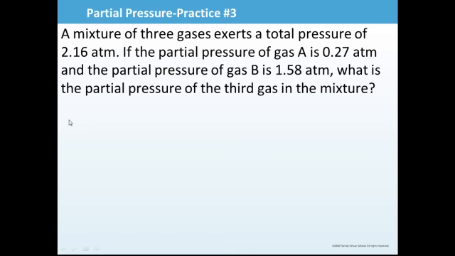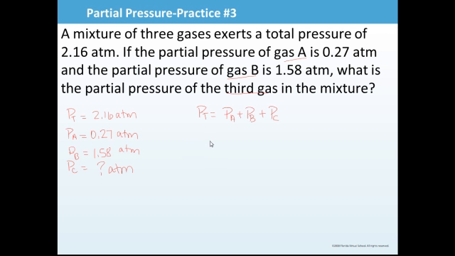We are going to make our list of what we know, and we're going to write down the formula. Okay, so here's our list of what we know. Our formula states that the total pressure of the system is equal to the sum of the parts. For this particular system, we have gas A, gas B, and a third gas. So I know the total pressure equals pressure of A plus B plus C. Now we're solving for PC, the third pressure.